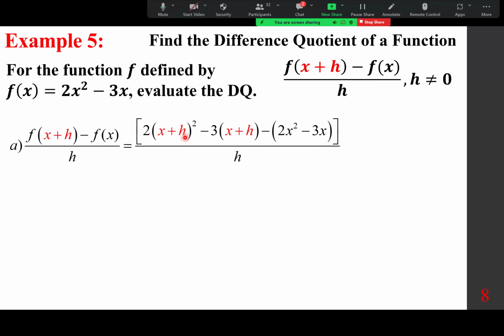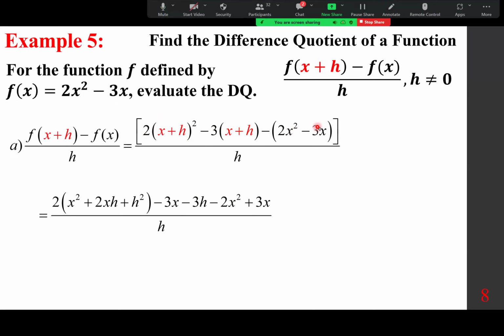Two times x plus h quantity squared. First of all, x and h. This is x squared. This is 2xh plus h squared. Hopefully we have no problem with those identities. And the 2 in front remains. Minus 3x minus 3h. Minus 2x squared plus 3x. So we have 2x squared plus 4xh plus 2h squared.